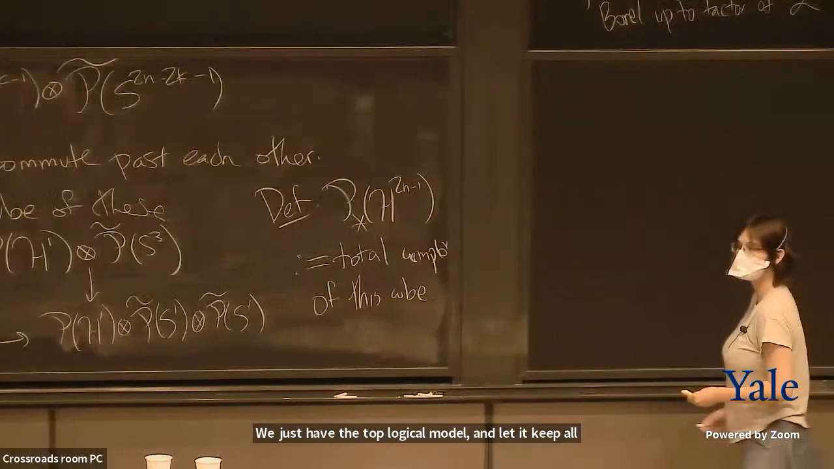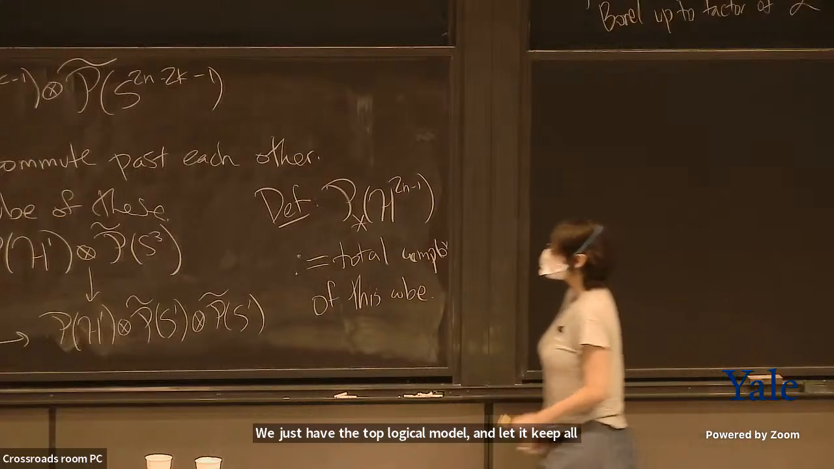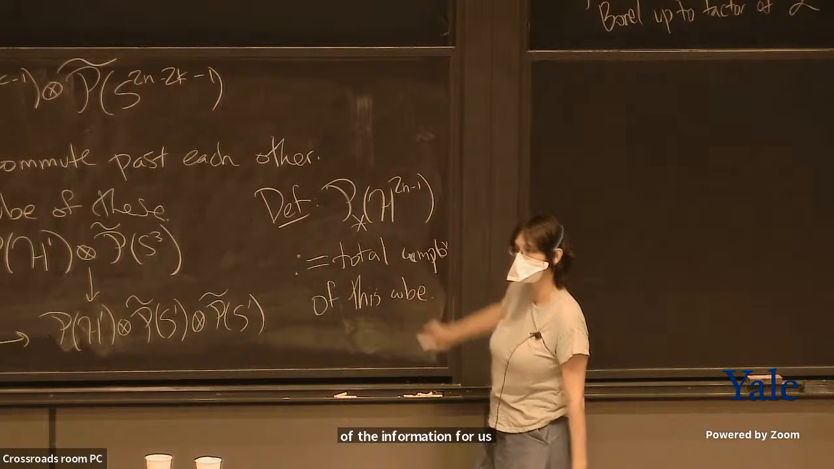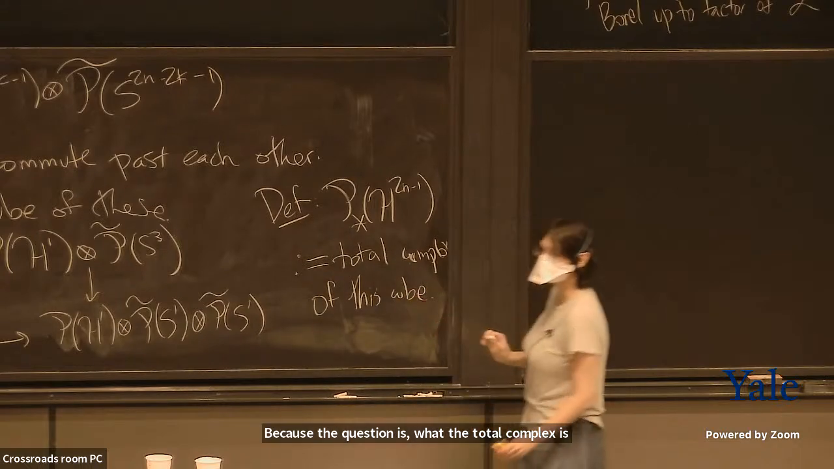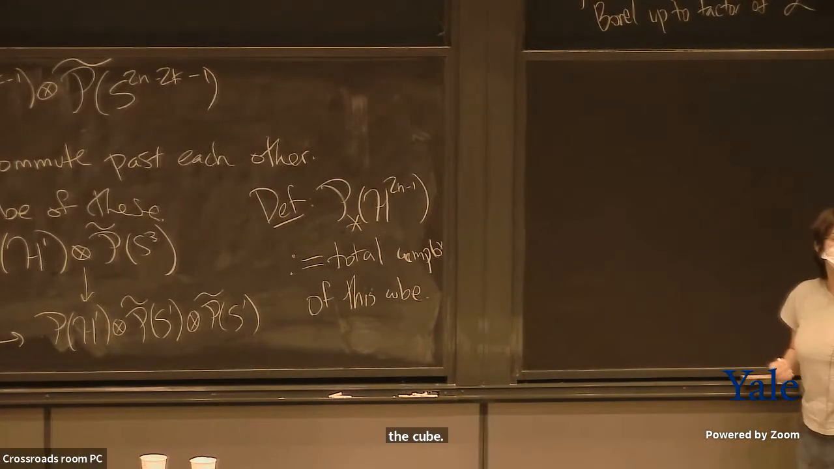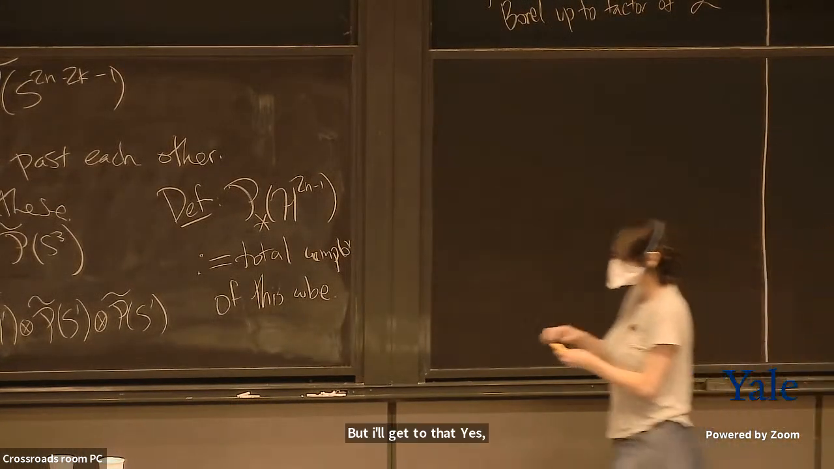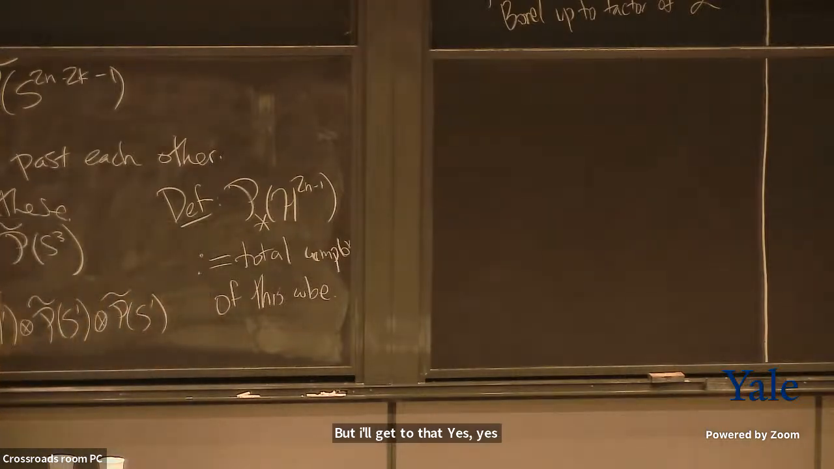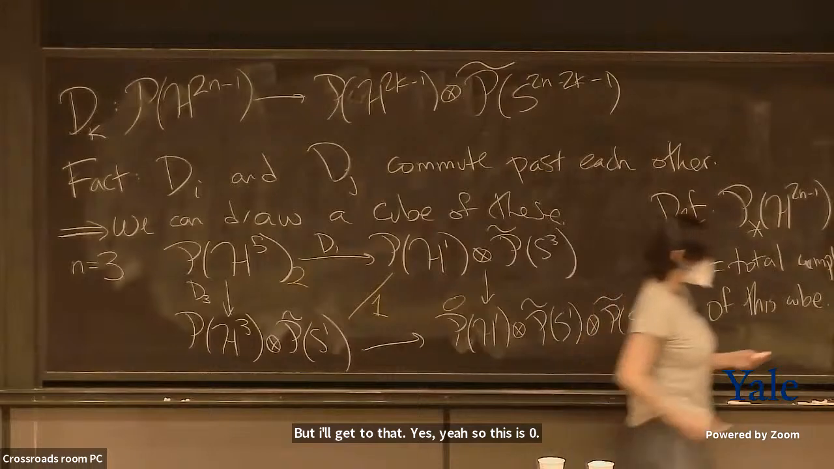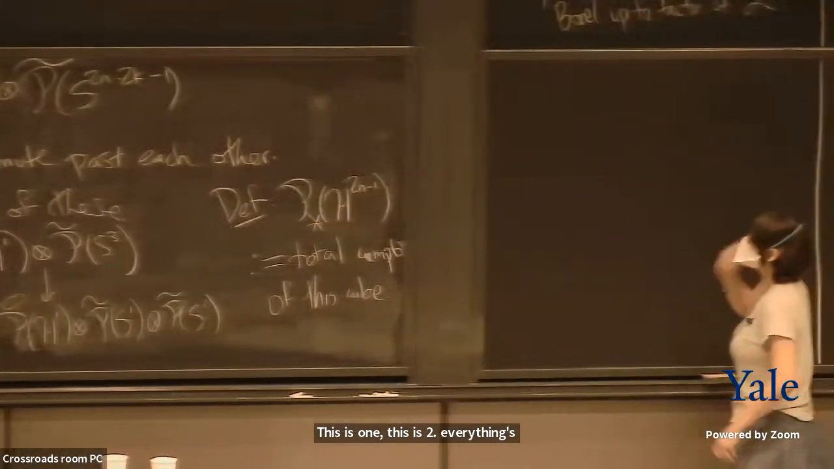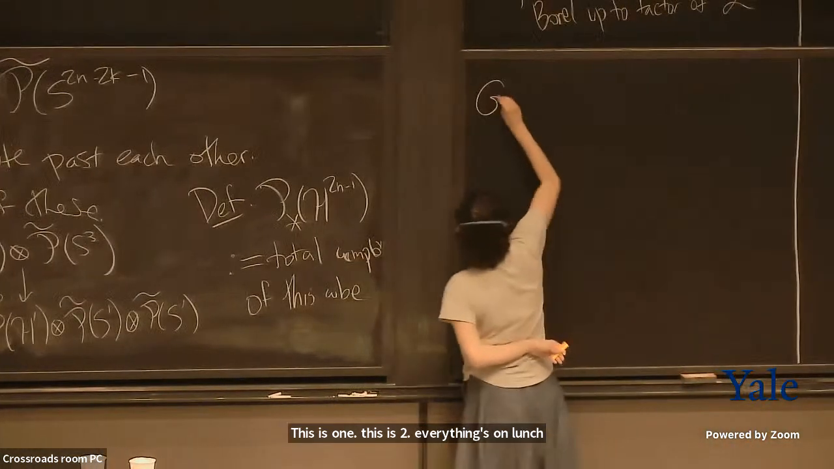Why do you need to take the cofiber? Because the question of what the total complex is, that's going to be the total homotopy cofiber of the cube. But I'll get to that. Yes? Just to clarify the grading, you're saying that the top thing is the n minus 1 grading? The top left. Yes, so this is 0, this is 1, this is 2. Everything is homological. Okay, so go homologize everything.